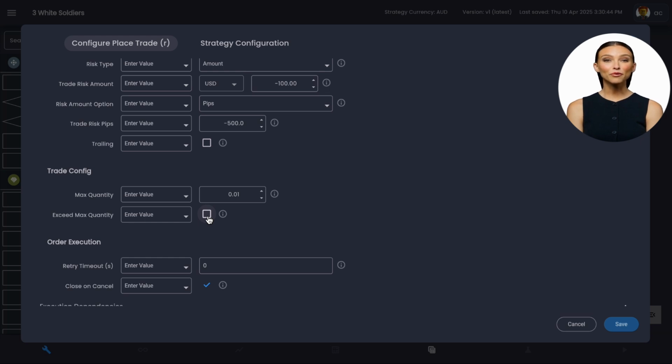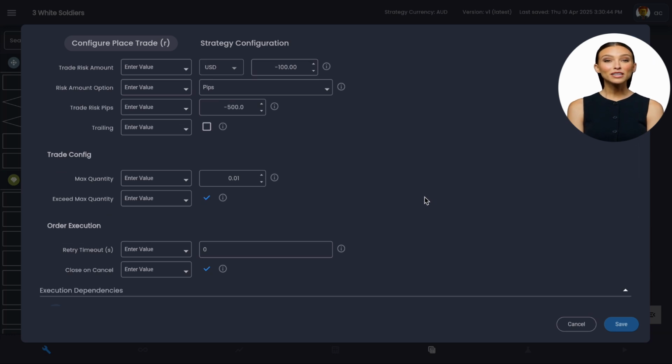For instance, based on a risk amount of $100 and risk pips of 500, you would be placing a 0.02 lot position. The maximum quantity is set to 0.01 lot per order. Therefore, two separate 0.01 lot orders would be placed.